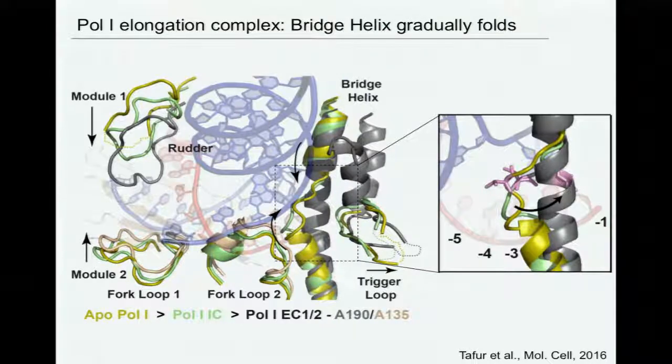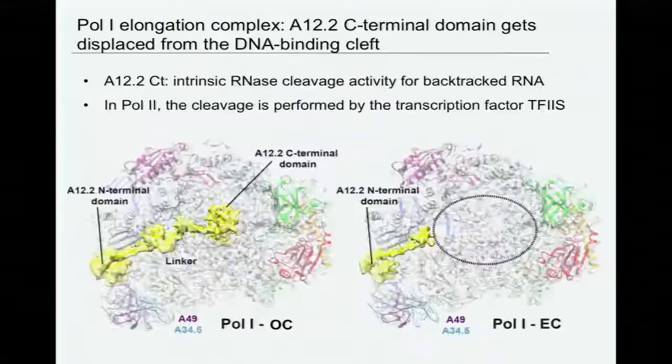What is also happening in this process is that the bridge helix, which we said at the beginning is unwound, gradually forms a helix. So at the beginning it's unwound, and then in the transition from an open complex to the full elongation complex, this bridge helix completely folds.